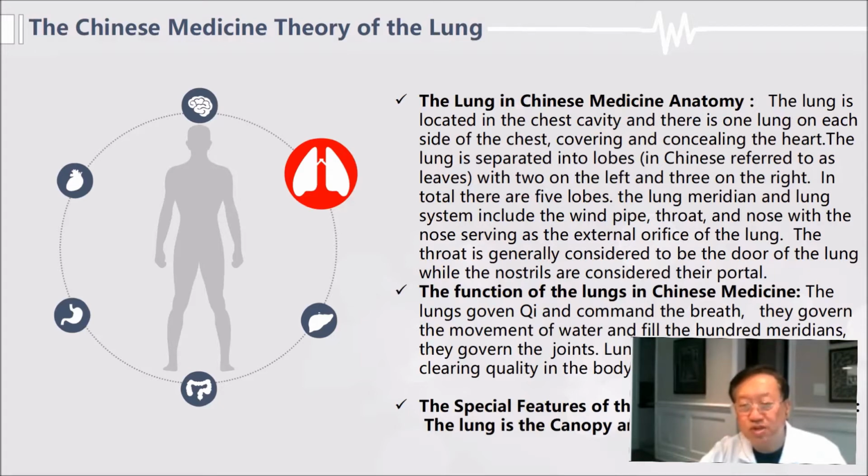The lung meridian and the lung system include the windpipe, throat, and nose, with the nose serving as the external orifice of the lung. The throat is generally considered to be the door of the lung, while the nostrils are considered to be its portal.